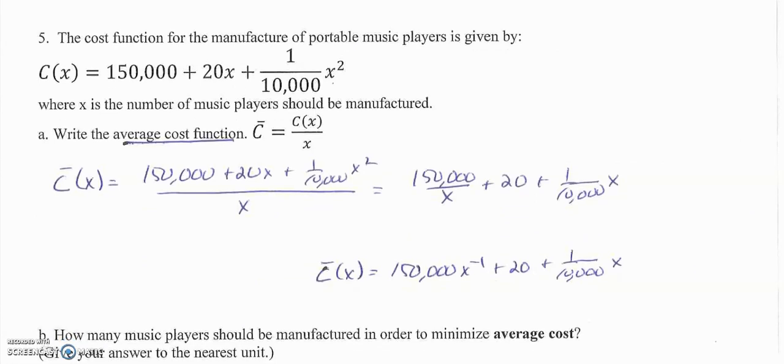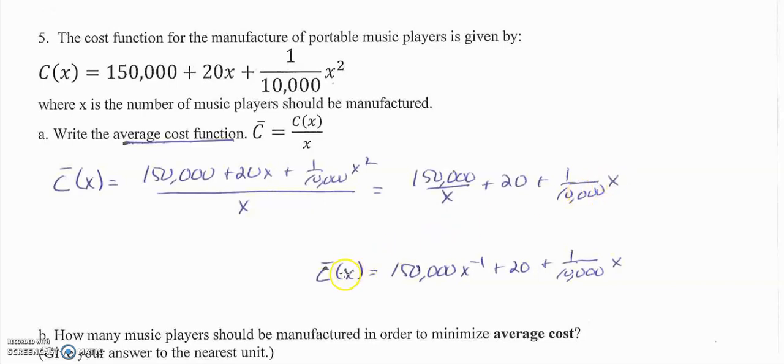Number 5. The cost function for the manufacturer of portable music players is given by C of x equals 150,000 plus 20x plus 1 over 10,000 x squared, where x is the number of music players to be manufactured. But we're not looking to minimize cost, we're looking for average cost. So to turn cost into average cost, you take the cost, 150,000 plus 20x plus 1 over 10,000 x squared, divided by x. 150,000 divided by x is 150,000 over x. 20x over x leaves you with 20, and 1 over 10,000 x squared over x, the x's cancel, so you get 1 over 10,000 x.